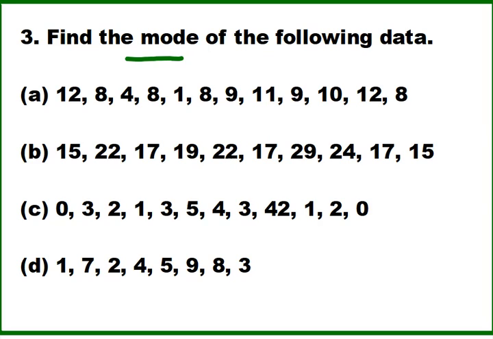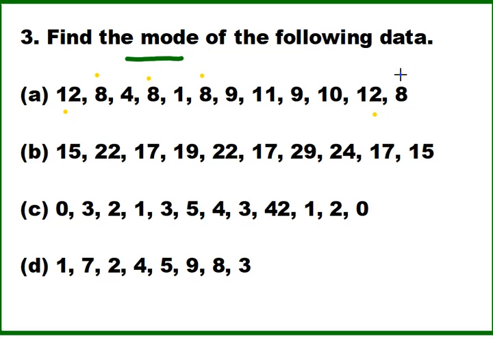So let's look at 3a, and we're just going to circle our mode. So we have 12, and we can see we have 2 12s. So for now, that's our mode. Then we have 8, but we realize we have 1, 2, 3, 4 8s. Okay, that's our mode for now.